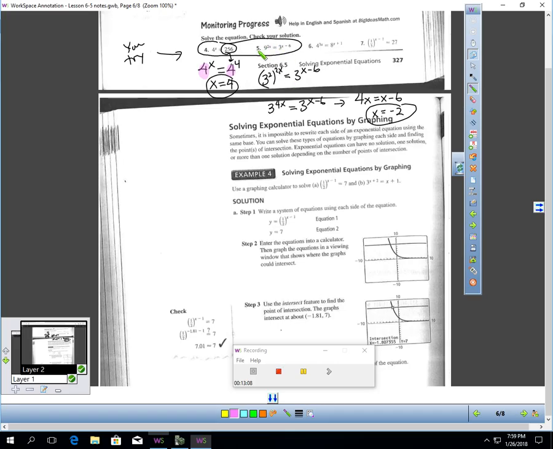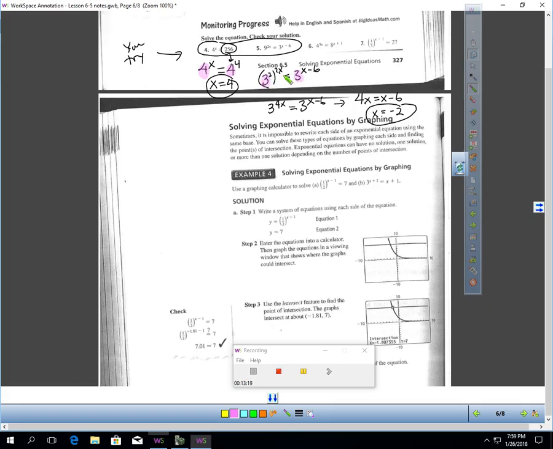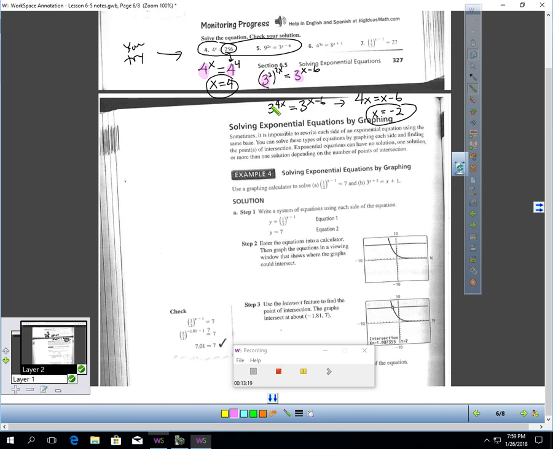Or over here, I don't have the same base. It's 9 and 3. 9 is 3 squared. So I have base 3 and base 3. Now 2 times 2x is 4x. So since the bases are the same, 4x would equal x minus 6. And then I can take away 1x from each side and divide by 3. X is negative 2.